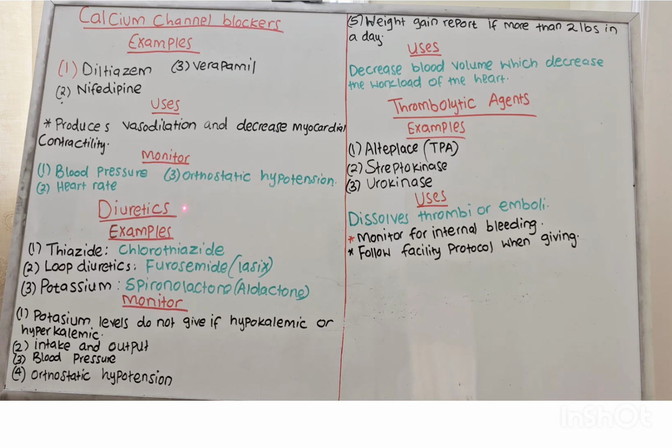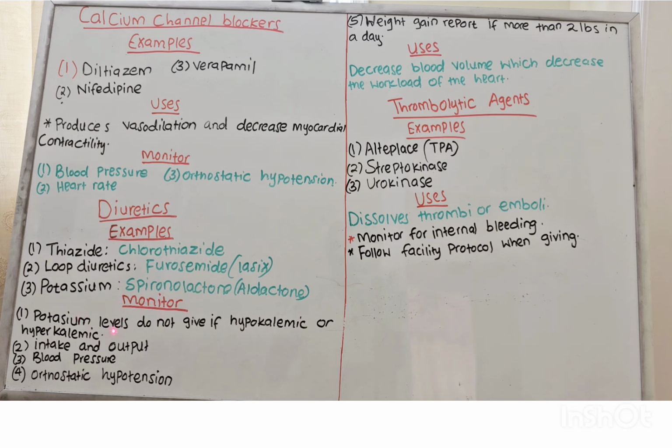Let's talk about diuretics. There are three types. Thiazide diuretics, example is chlorothiazide. Loop diuretics, example is furosemide or Lasix. Potassium sparing, example spironolactone.